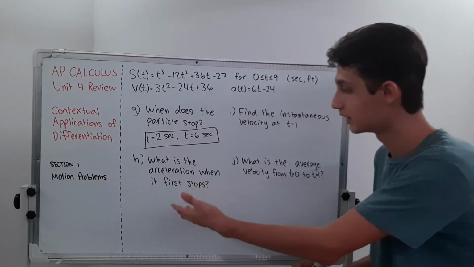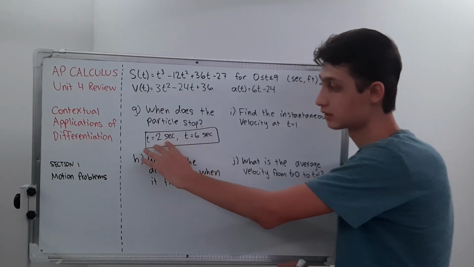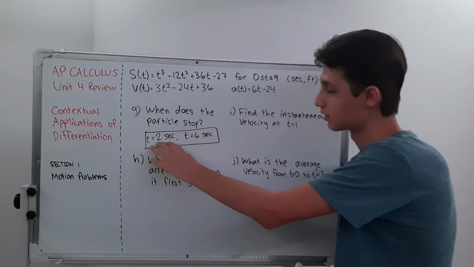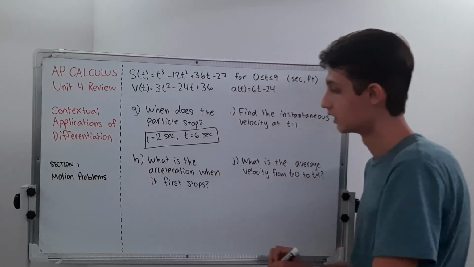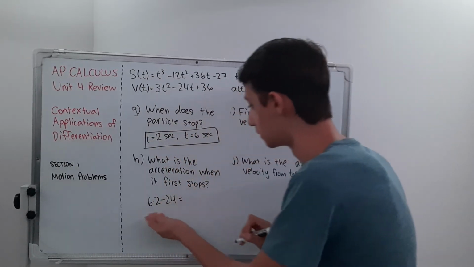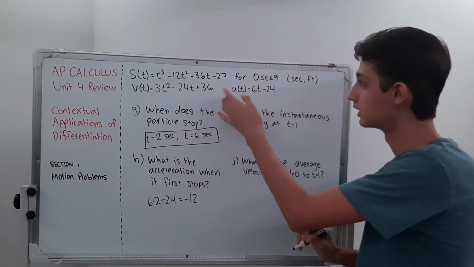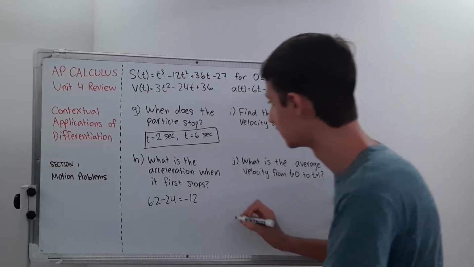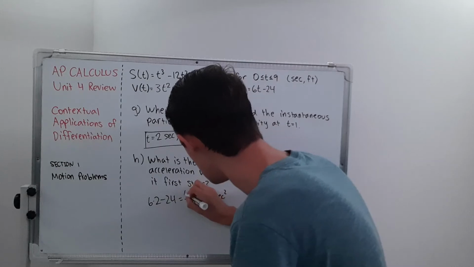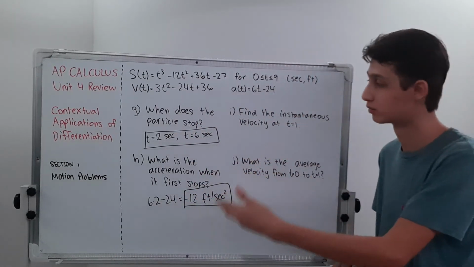And what is the acceleration when it first stops? So we take, when it first stops, 2 seconds, because this is the first and the second. So when it first stops, we take that, plug it into here. So 6 times 2 minus 24. So that's going to be 12 minus 24, which is negative 12. And the units are feet per second squared. And that is the acceleration when the particle first stops.